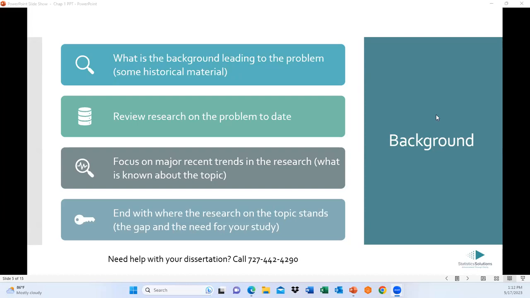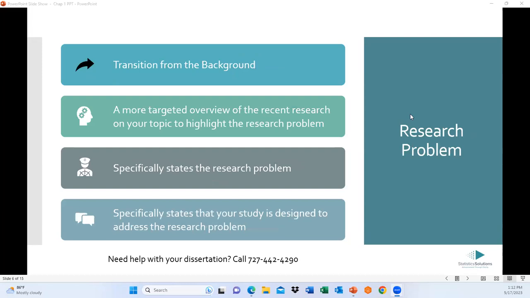What research has been done on the topic? What is some of the traditional research? What are the trends in the research? Where do we stand now as far as where the research is, right? Because that's going to lead you to what you're doing. So by showing what's been done on the topic, you should also highlight what has not been done, and hence the need for your study. Okay, so it ends with where research stands on the topic and the gap or the need for your study, right? Which takes us directly into the research problem section.